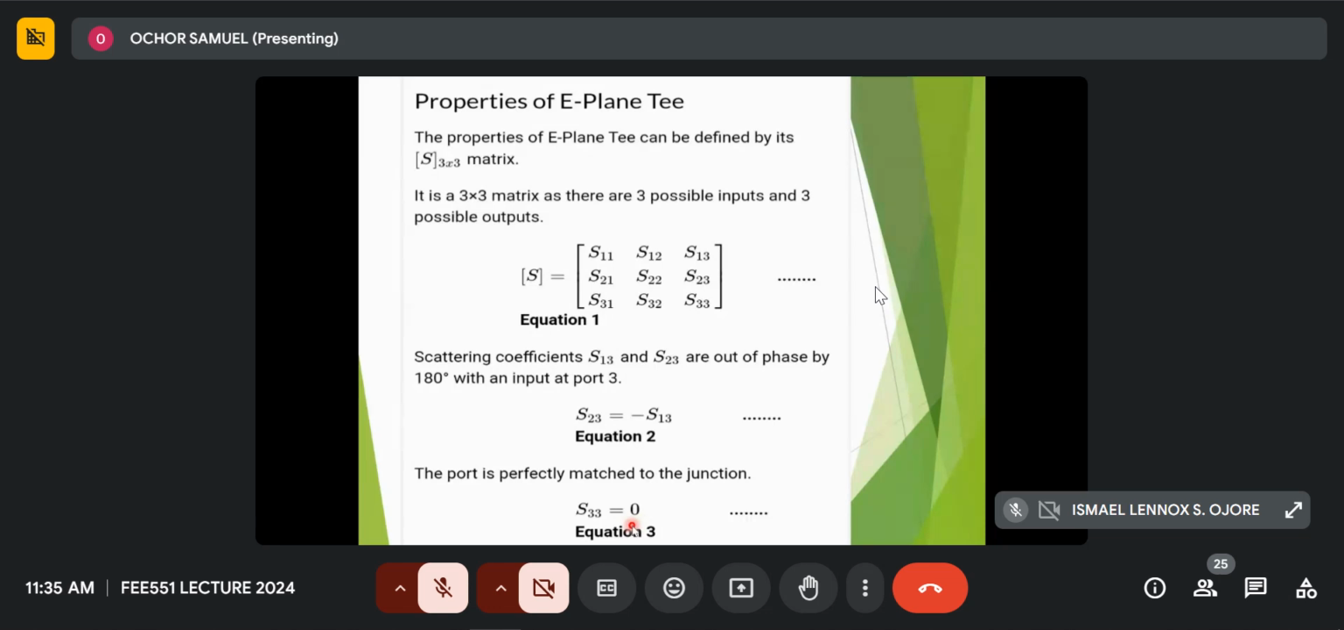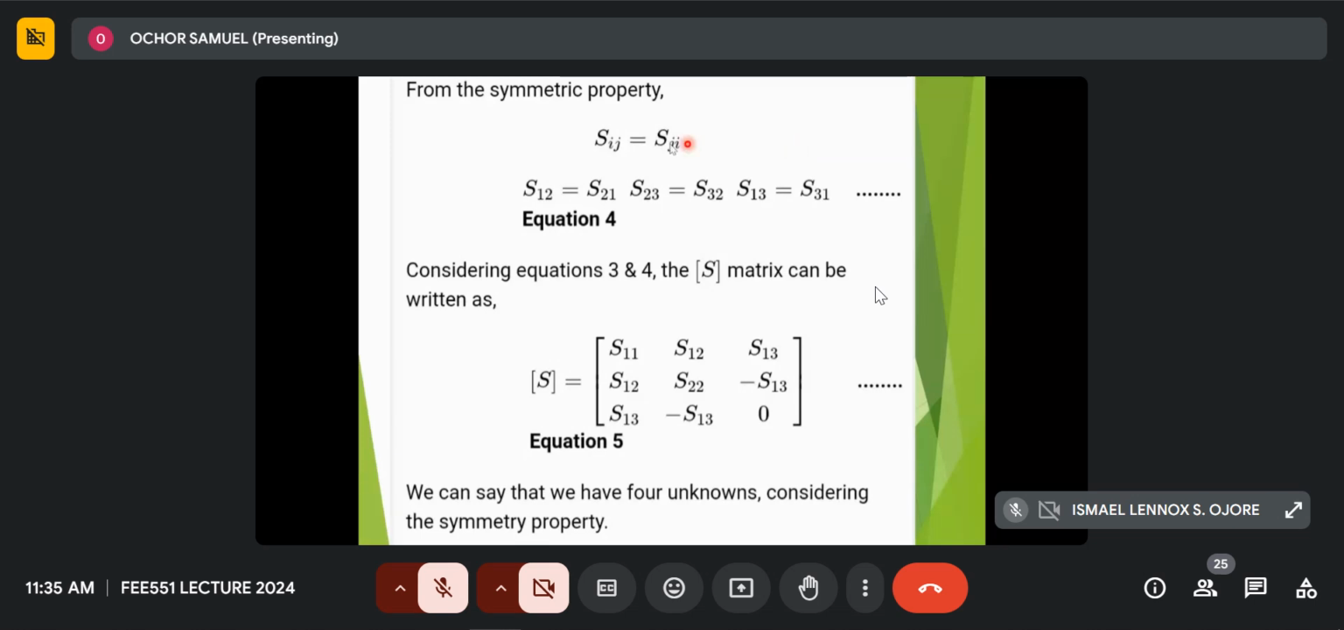Next. From the symmetric property, you can interchange the subscripts. We can see S12 can be written as S21, or S21 can be written as S12. So those elements can be equated, as equation 4 shows. Now, if we use those properties to rewrite our original scattering matrix, we are going to have equation 5, which is only going to have 4 unknowns, which are S11, S12, S13, and S22.